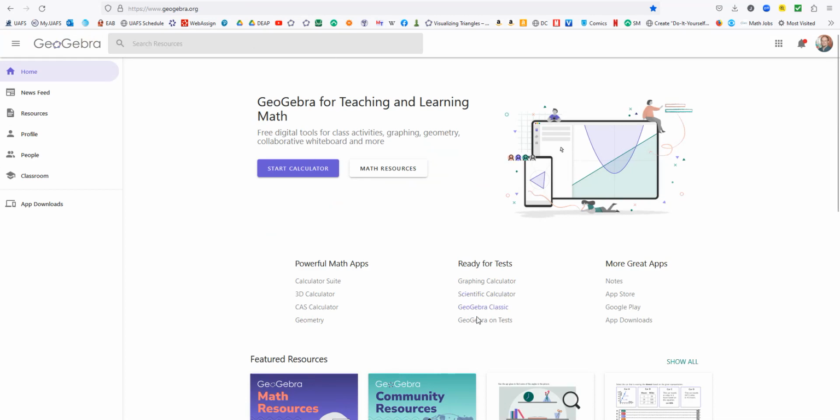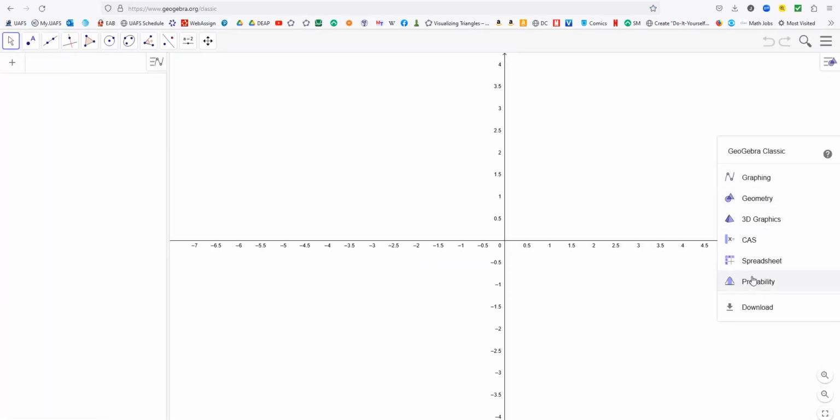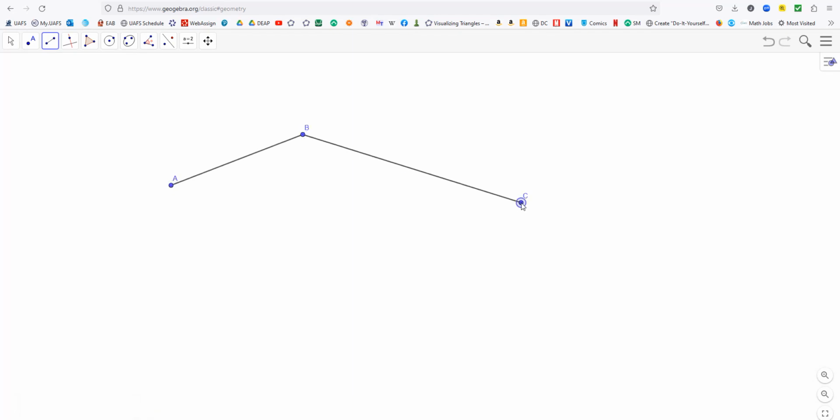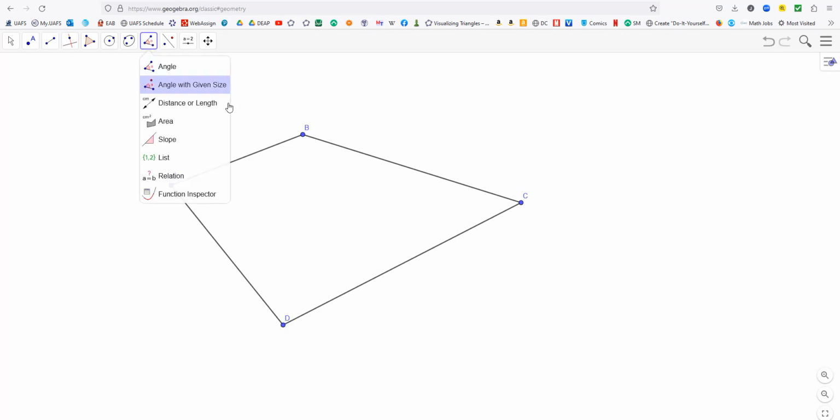Let's just go to GeoGebra's regular site, go to Classic, and we're going to, on the fly, create something here. So we're going to create a quadrilateral real fast. Just a general quadrilateral. And let's go ahead and do the angles. Okay, before I do this, can you tell me what the angle measures are going to add up to?